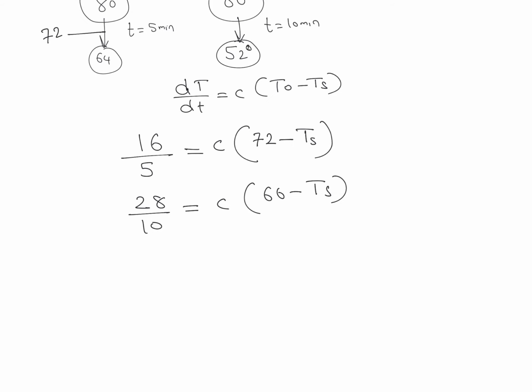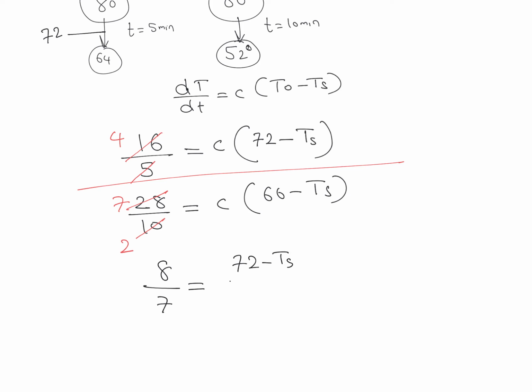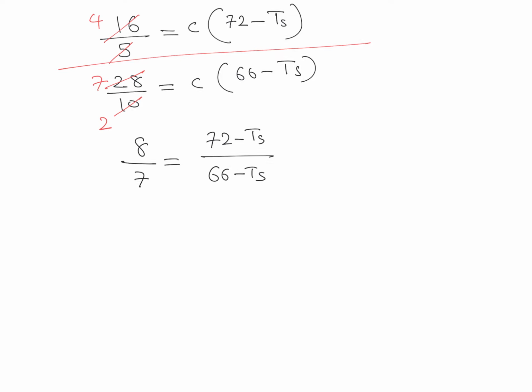Now we'll divide these two equations. If we are dividing these two equations, we can observe that the constant gets cancelled. We are getting it as 2, and this, if you are dividing by 4, we are getting it as 4 and 7. So you can write something like 8 divided by 7 is equal to, the constant gets cancelled, 72 minus temperature of surrounding divided by 66 minus temperature of surrounding.